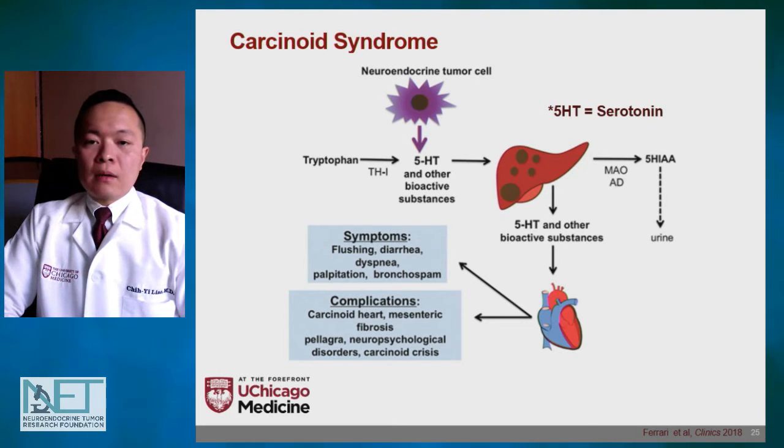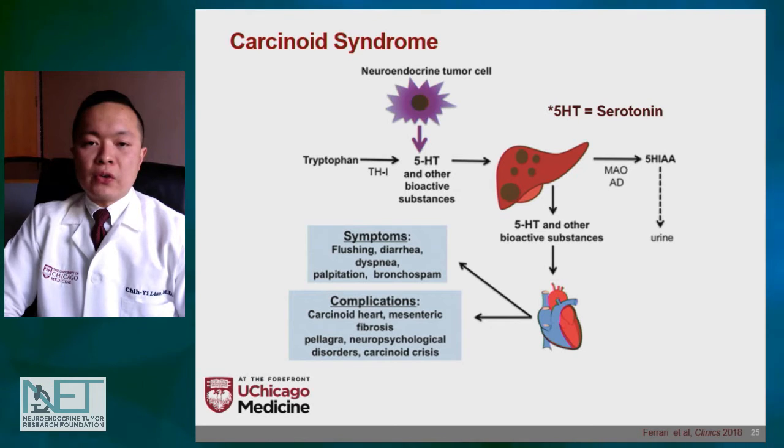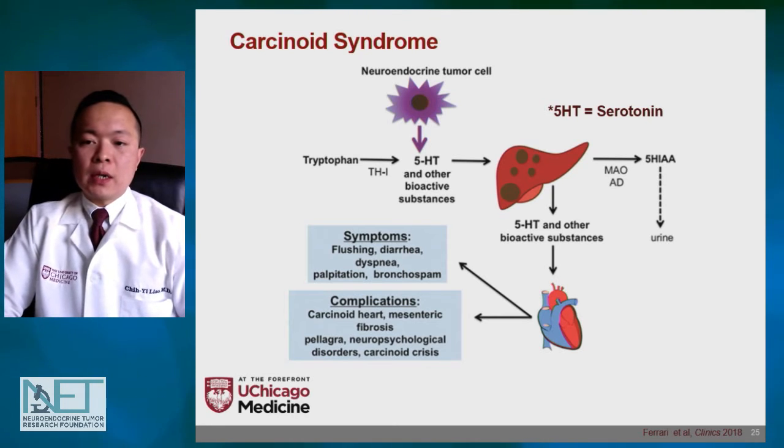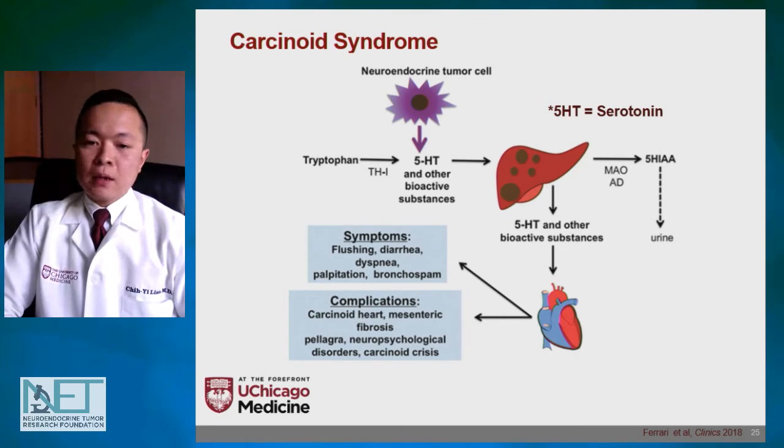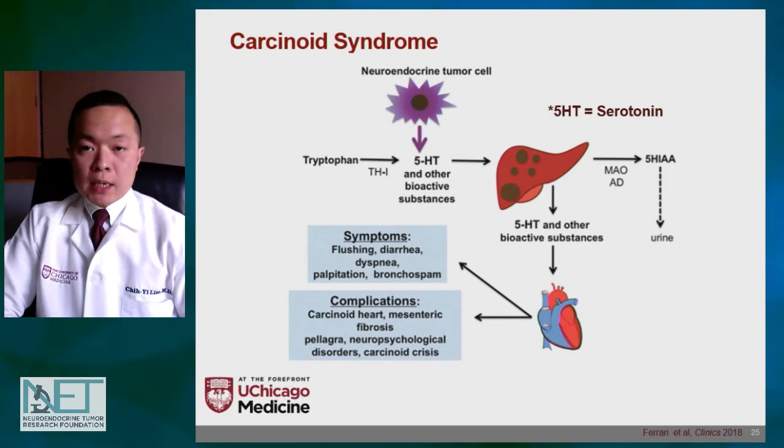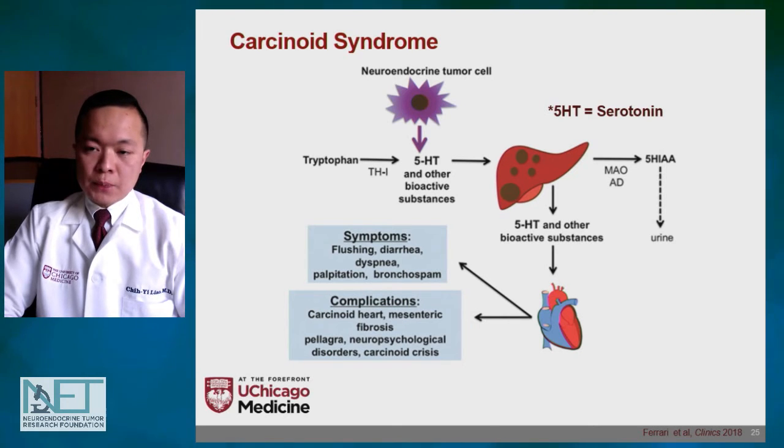We also think about something called carcinoid syndrome when we think about how neuroendocrine tumors can present. Carcinoid syndrome happens because many of these neuroendocrine tumors can secrete serotonin, or 5-HT, as well as many other bioactive substances. The consequence of having too much serotonin or other bioactive substances is that it can lead to symptoms like flushing, diarrhea, shortness of breath, wheezing, and heart palpitations.